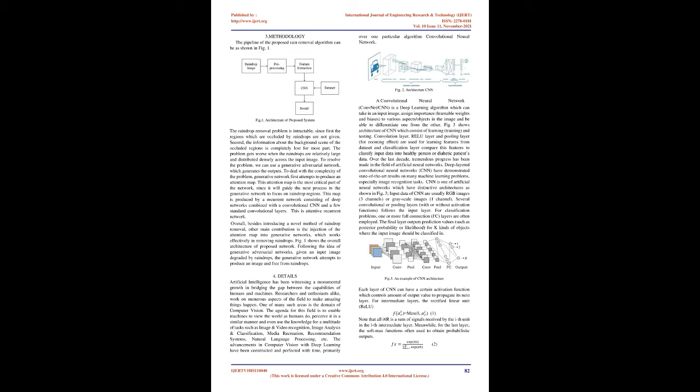3. Methodology. The pipeline of the proposed rain removal algorithm is shown in Fig. 1. Fig. 1 Architecture of proposed system. The raindrop removal problem is intractable, since first the regions which are occluded by raindrops are not given. Second, the information about the background scene of the occluded regions is completely lost for the most part. The problem gets worse when the raindrops are relatively large and distributed densely across the input image.